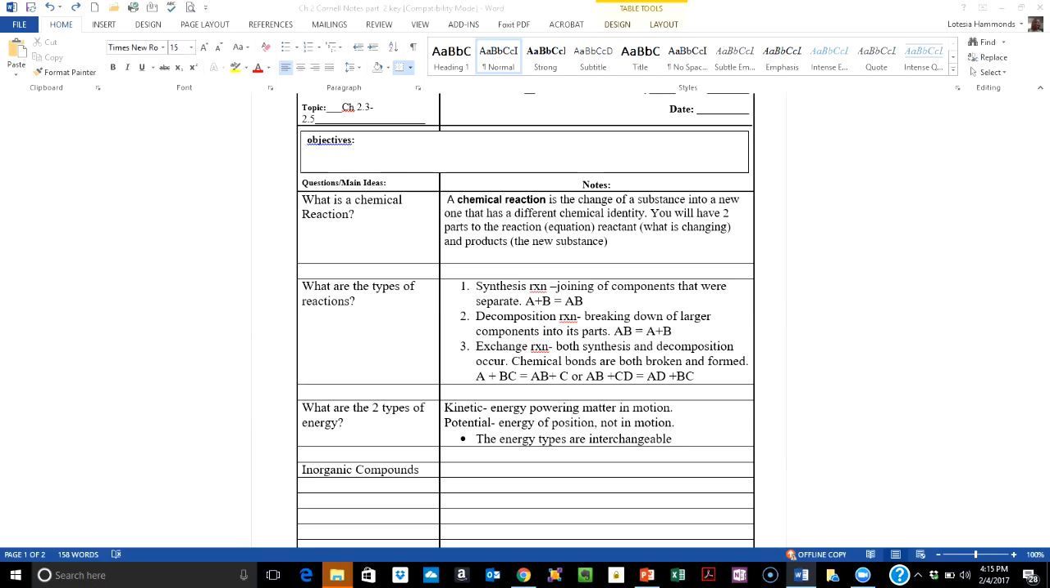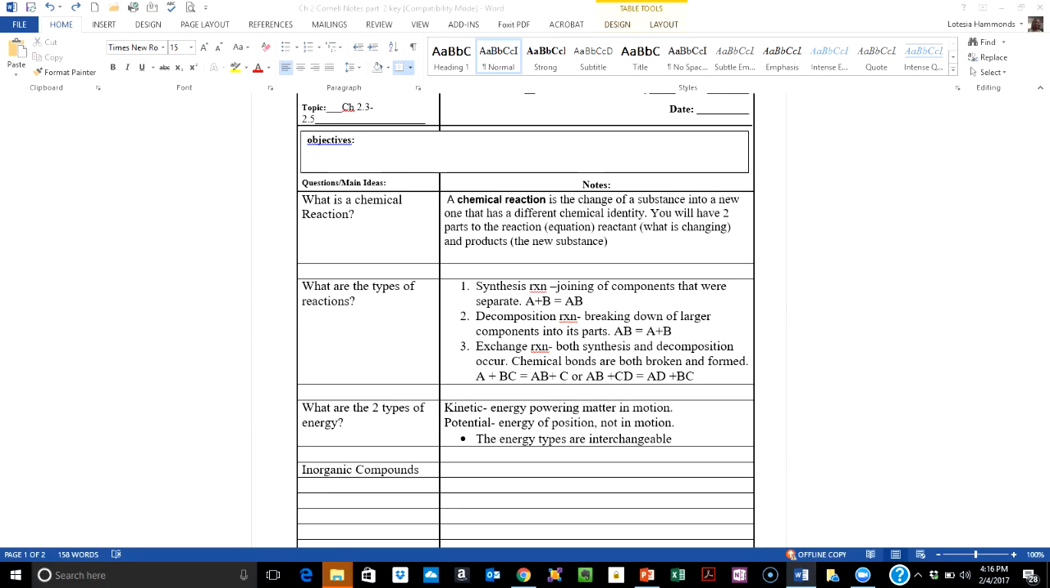In a decomposition, it's going to be the opposite. Rather than something being produced, you're going to have something being broken down into its original components. So the decomposition example was AB = A + B. At the conclusion of this reaction, the A and the B were separated back to just being A and B instead of AB combined.